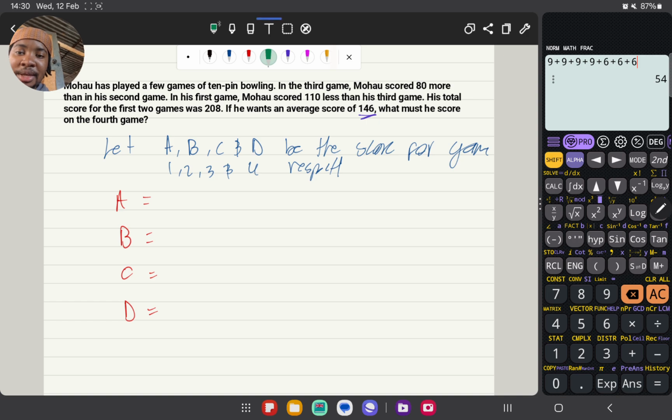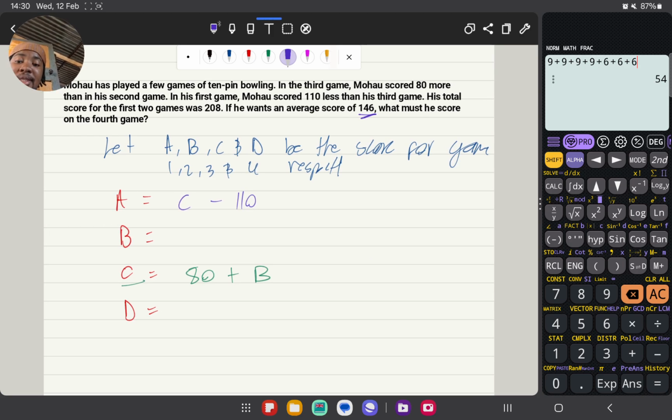So let's hear the first statement. It talks about his third game. They say in the third game, House scored 80 more than his second game. So third game, that is C, he scored what? 80 more than his second game. So it's gonna be 80 plus B, right? And then in his first game, I'll use a different color. In his first game, he scored 110 less than the third game. So it's gonna be C minus 110.